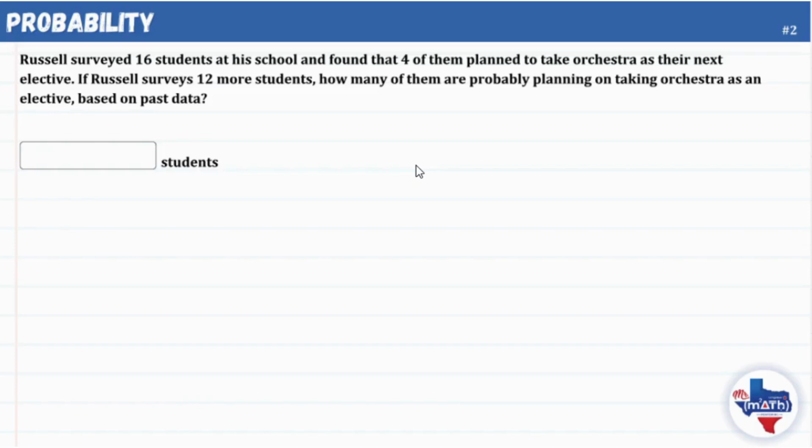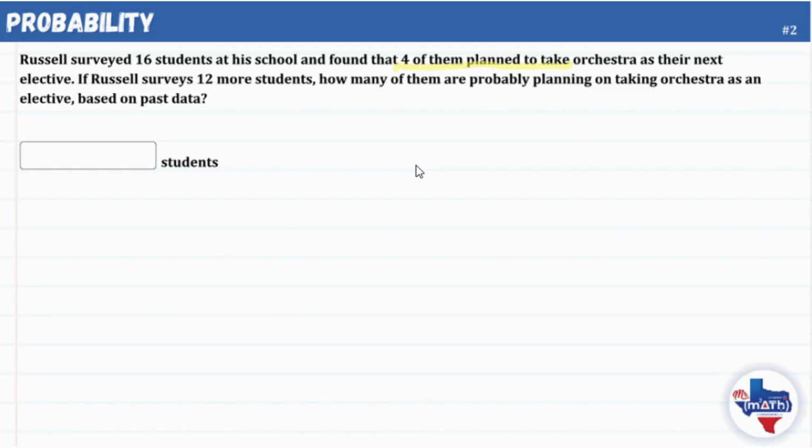Russell surveyed 16 students at his school and found that 4 of them plan to take orchestra as their next elective. If Russell surveys 12 more students, how many of them are probably planning on taking orchestra as an elective based on past data? Okay.